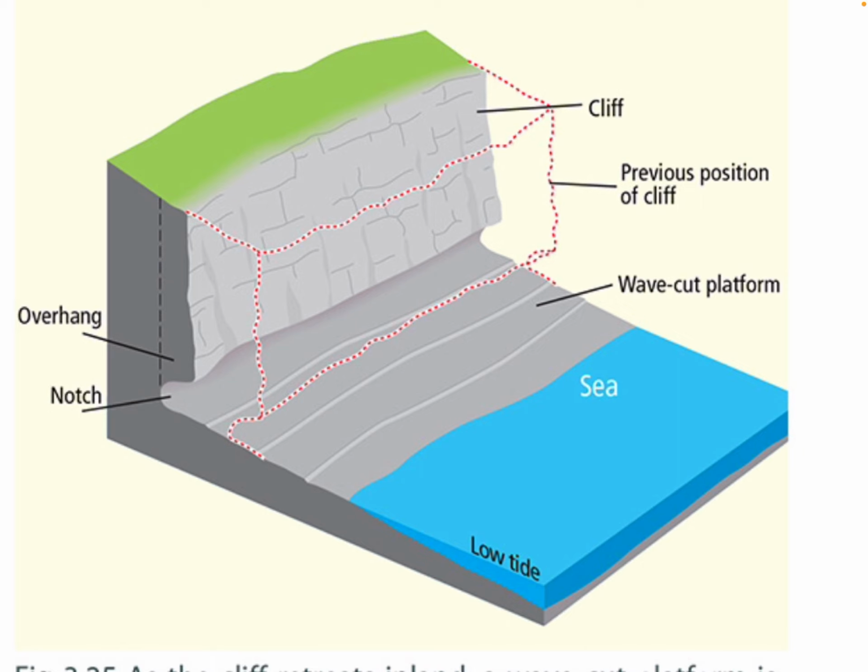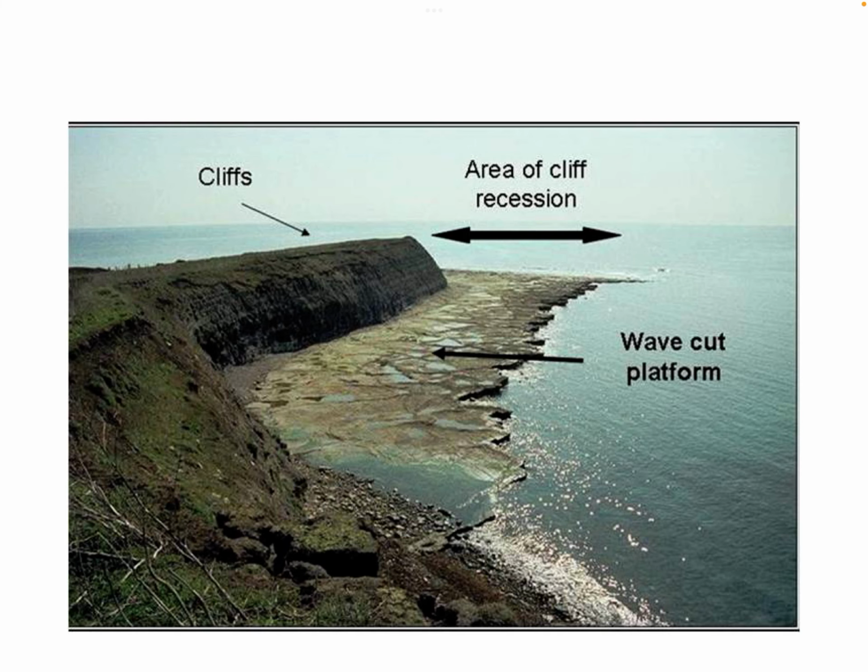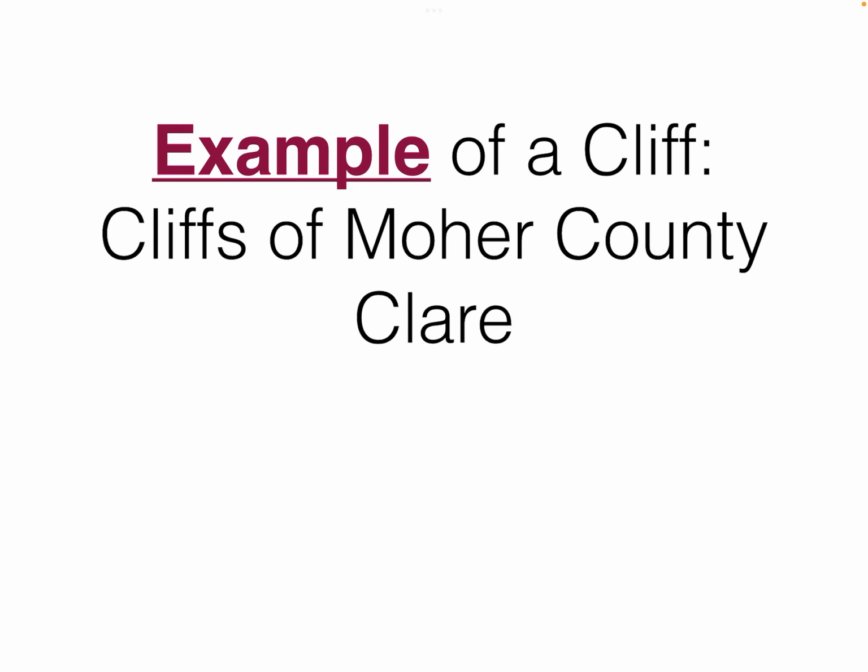So you can still see the floor or the former base of the cliff. That former base of the cliff is called a wave-cut platform. You can see it in one of the pictures here. So you can see where the cliff used to be, out much further out into the sea, and how far back it has been eroded. Okay, so that's a cliff and a wave-cut platform, and your example is going to be the Cliffs of Moher, County Clare.